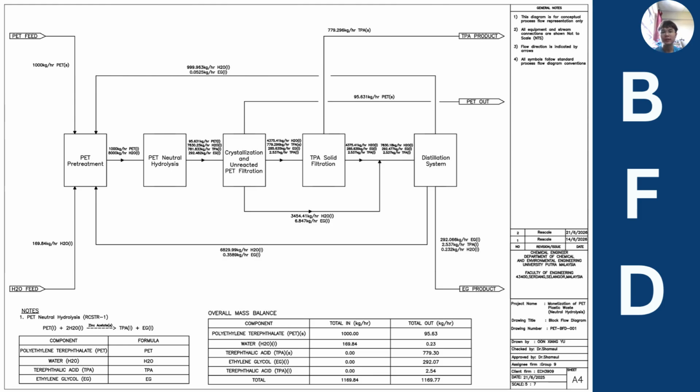The remaining liquid stream is then processed to recover ethylene glycol and recycle water back to the process. Overall, the process converts 1000 kg per hour of waste PET into approximately 780 kg per hour of TPA and 333 kg per hour of ethylene glycol while maximizing water recycle to reduce the fresh water consumption.